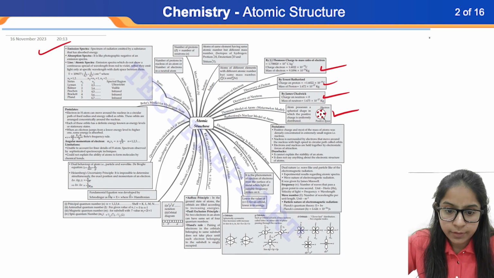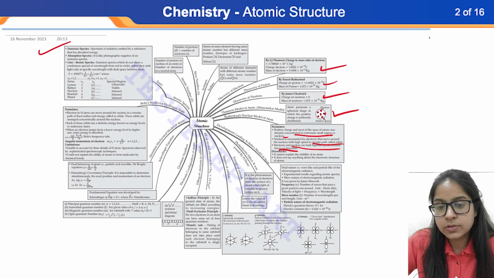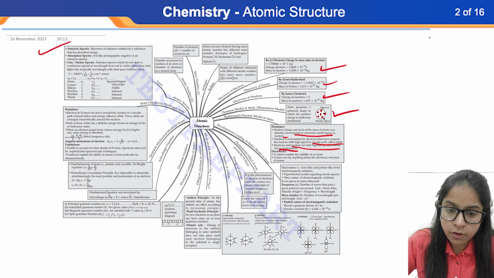So we have covered the postulates of Rutherford: the positive charge and most of the mass of the atom is densely concentrated in an extremely small area called the nucleus. The nucleus is surrounded by electrons that move around it with high speed in circular paths called orbits. Electron and nucleus are held together by the electrostatic force of attraction, because the nucleus is positively charged and the electrons are negatively charged.